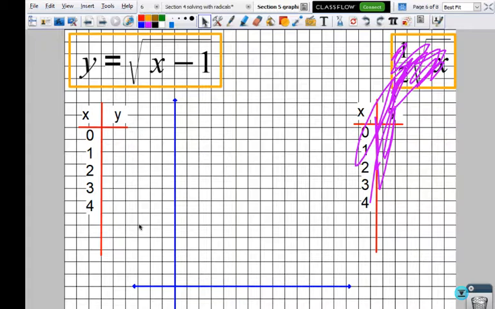I'm not doing the negatives because there's no point. It's undefined. How do we graph zero then? You don't graph zero, it's undefined. Just be careful.